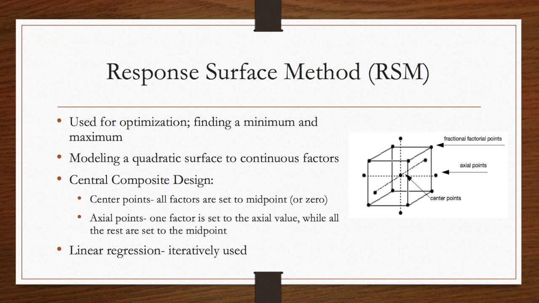Each point represents a design of the experiments. At each of the axial points, one factor is set to the axial value, either the maximum, minimum, or matched target, while the rest are set to 0 or the midpoint. The response surface design examines the relationship between several explanatory variables and one or more response variables. Oftentimes, after the experiment is performed, linear regression is iteratively used to obtain predicted results.